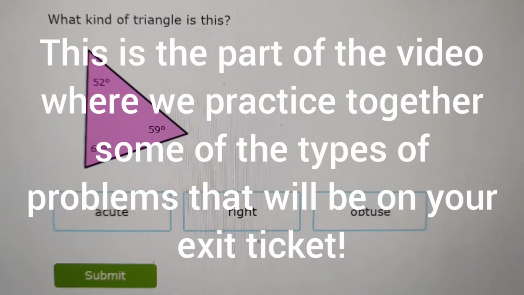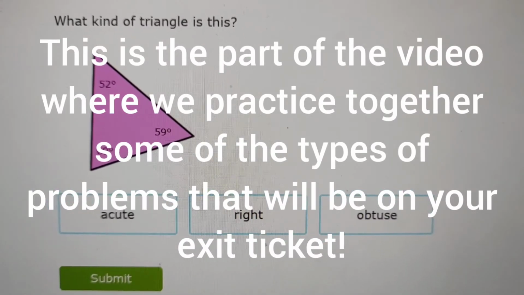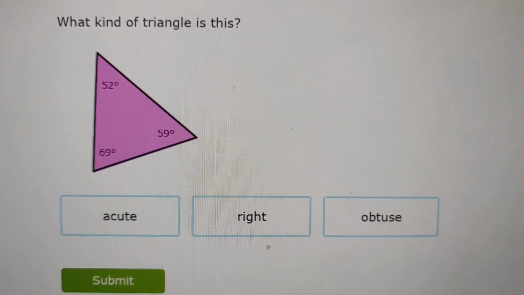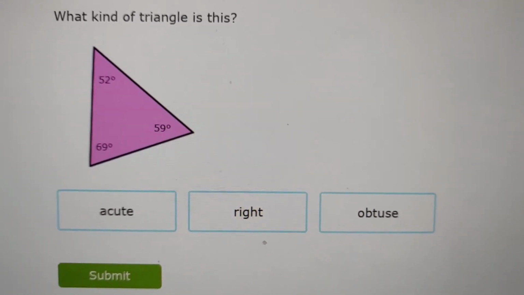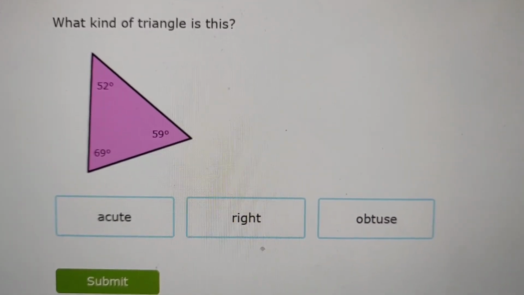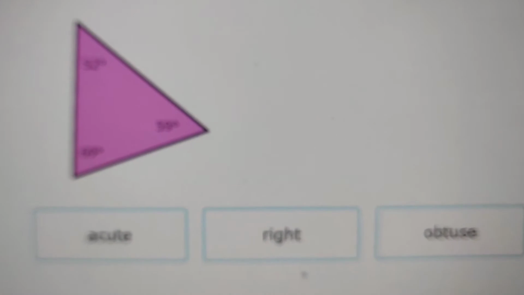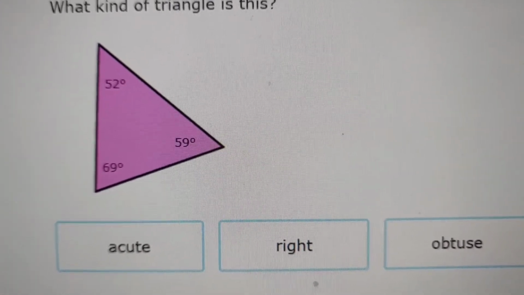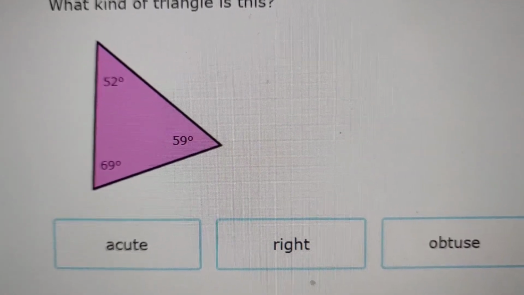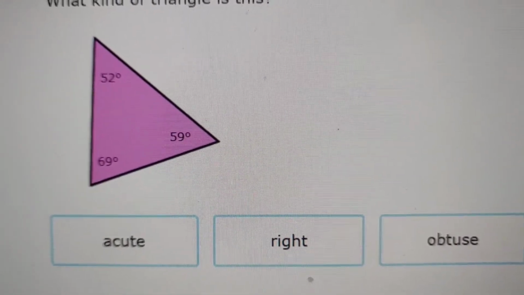Now when I give you your exit ticket, the problems that you're going to see, or at least the first group of problems, are going to look more like this. So they'll have measurements for each of the angles. I want you to look at those measurements, pause the video, and tell me what type of triangle this is. Go ahead and pause the video, then come back.